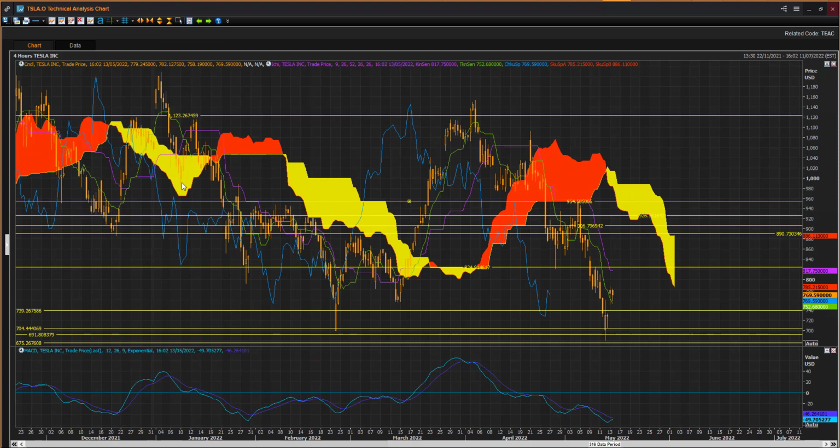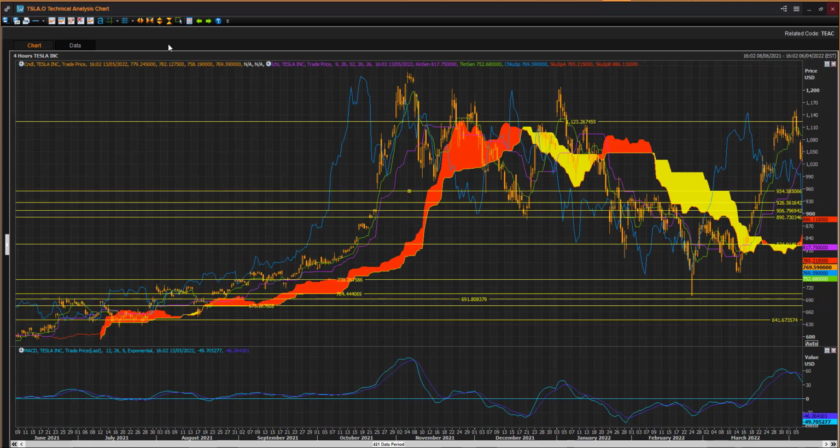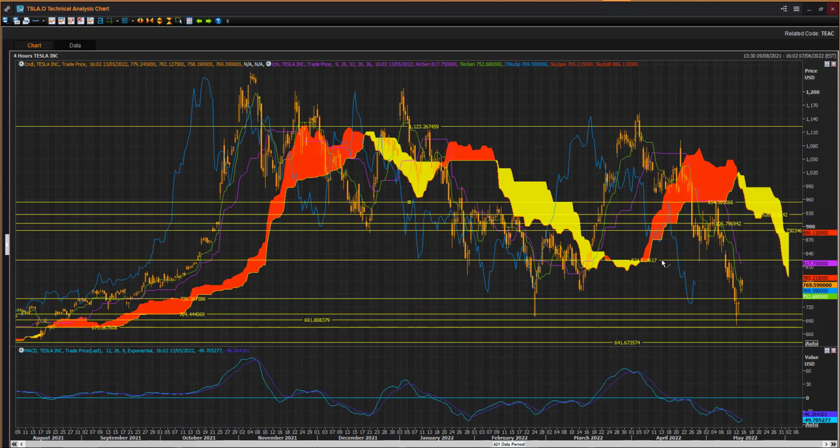On the Ichimoku, we can see these levels come from these lows here of September 2021 and October, all cluster, as well as August. These are major support zones from an Ichimoku cloud chart perspective.